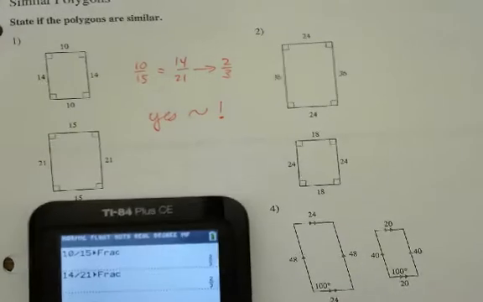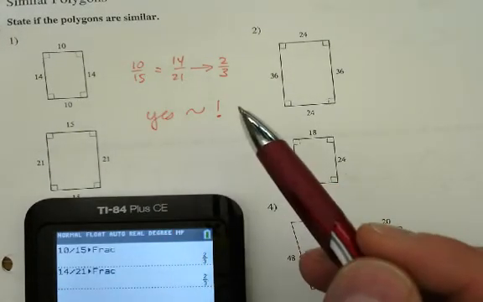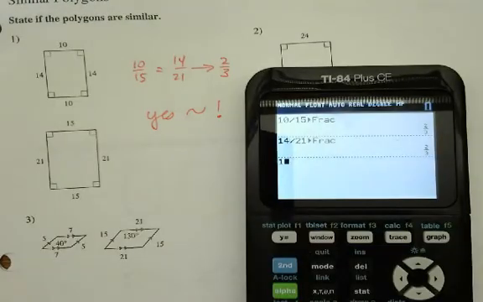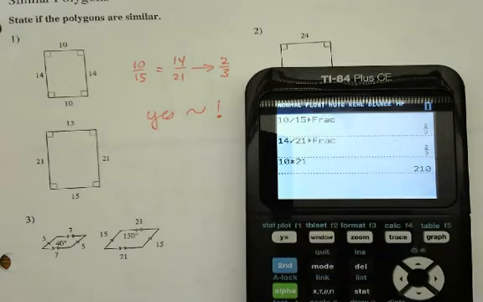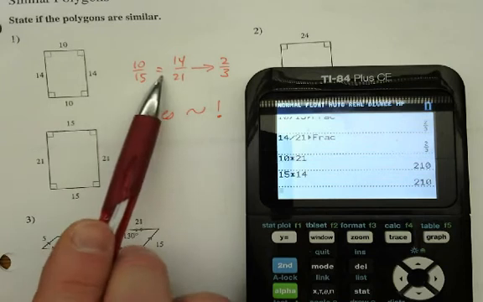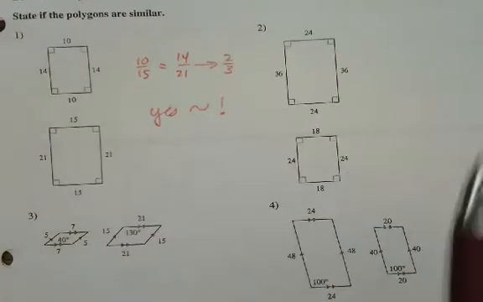Okay? If that's still not working for you, you can cross multiply and see if these are the same. 10 times 21, what does that equal? 210. What's 15 times 14? It's the same, 210. That's why you know they're the same. So if you don't want to reduce, you can do that as well.